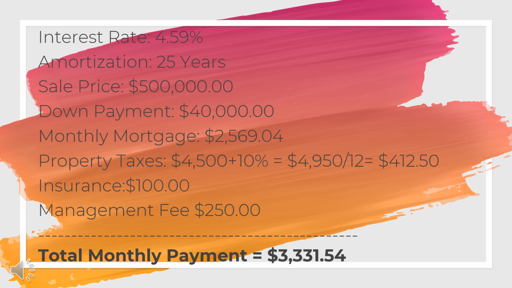So if the monthly rent is $3,331.54, the additional payment is $300. The monthly payment will be $3,631.54. So if the monthly income for the investor is $3,631.54, the monthly expense is $1,951.82, the net cash flow that's going to come is $1,679.72.